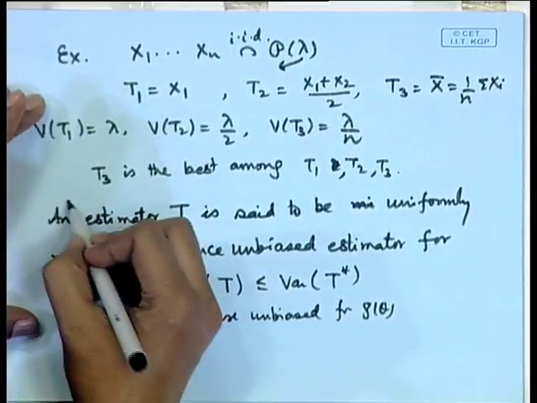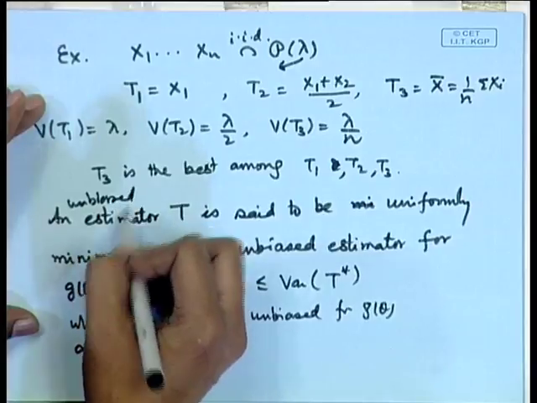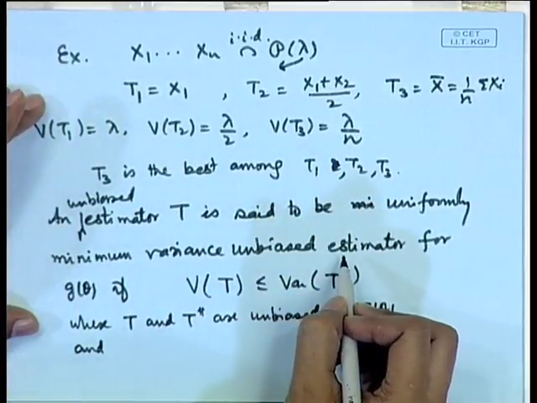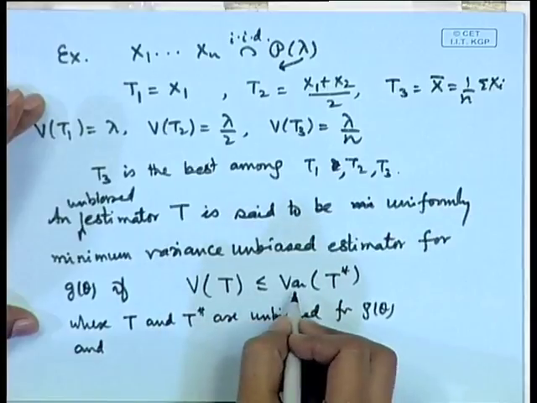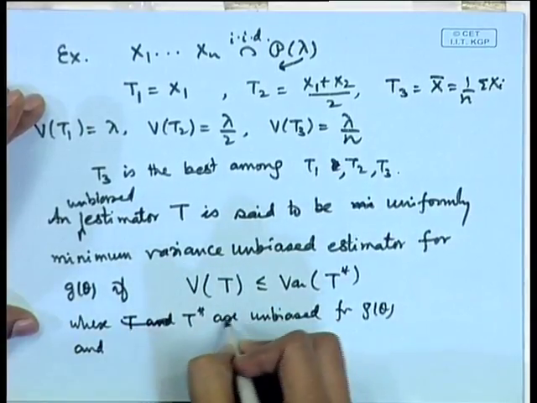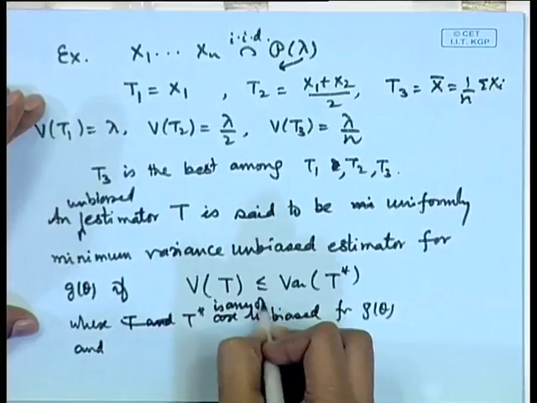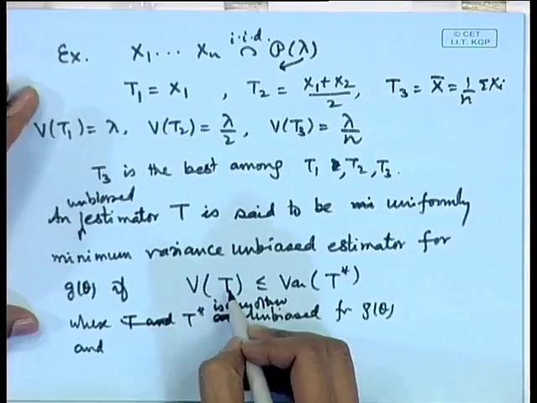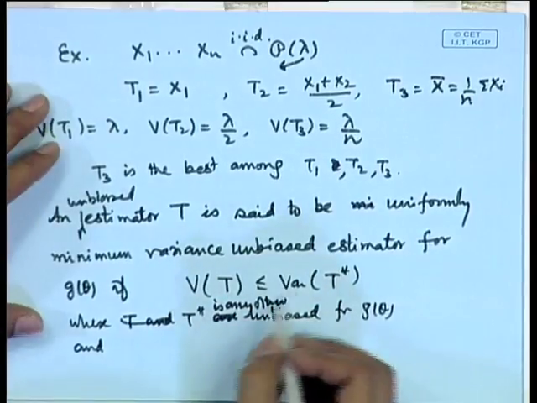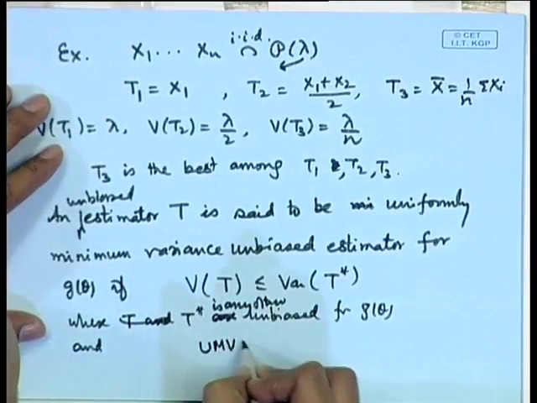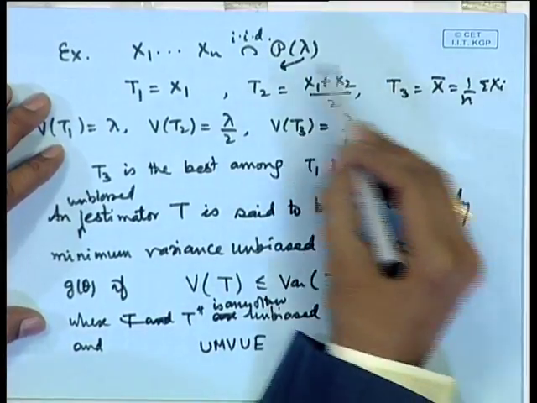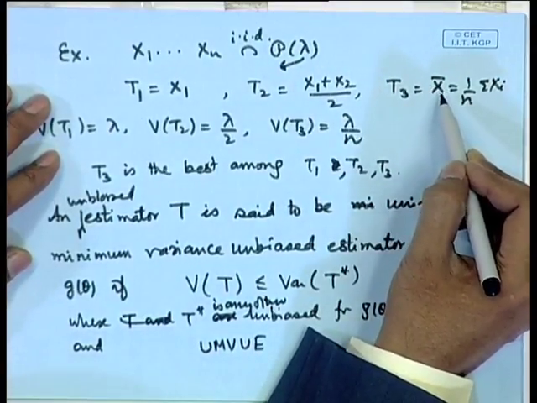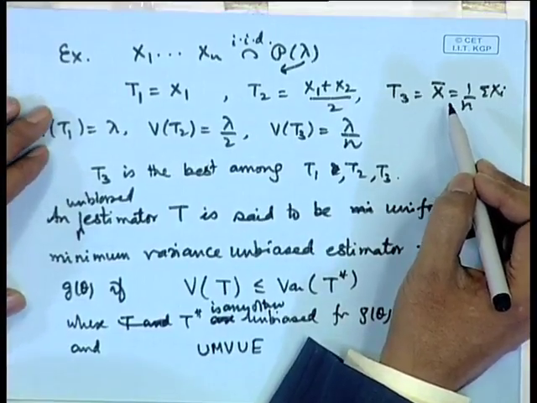So, an unbiased estimator T is said to be a uniformly minimum variance unbiased estimator for g theta if the variance of T is less than or equal to the variance of T star, where T star is any other unbiased estimator. So, for any other estimator, if the variance is smaller for T, then definitely it has the smallest. We use the terminology UMVUE. For example, in this case of Poisson distribution, x bar will be the uniformly minimum variance unbiased estimator.